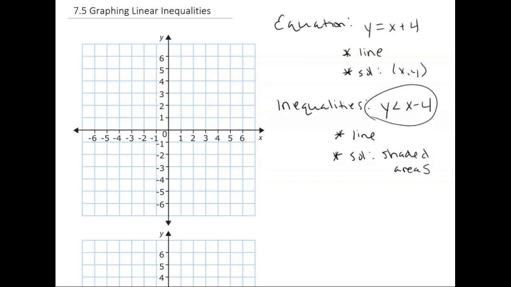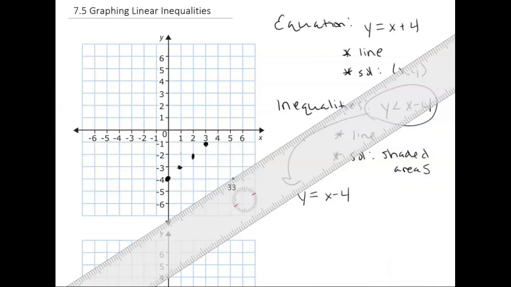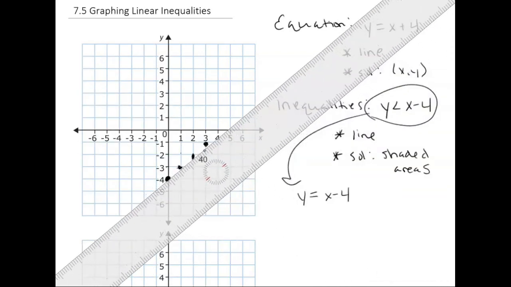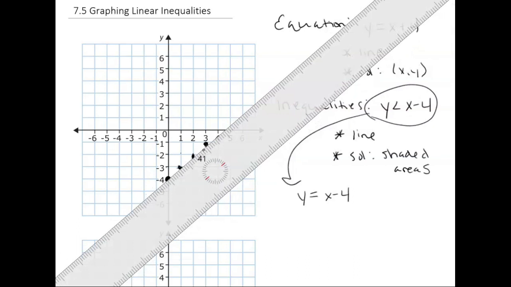So you're going to start by graphing it just like you would a line. So imagine that this inequality looked like y equals x minus 4. Okay, so I'm going to start at -4, of course, on my y-axis, and then my slope is 1, right? Positive 1. So I would go up 1 and over 1, up 1 and over 1. Okay, one of the first differences that you're going to see with the inequality is the difference between a dotted line and a solid line.